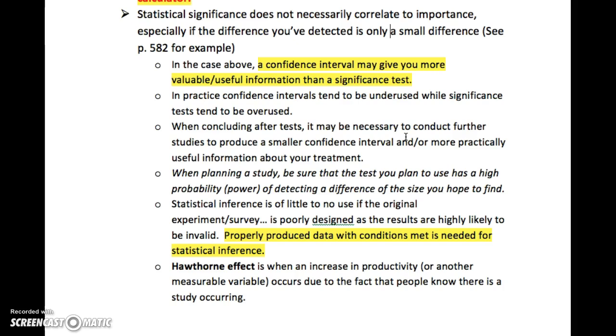There are a lot of different things we have to look at before conducting these tests, like the power of a test. We want to minimize the probability of type 1 and type 2 error. One other last small note is that the Hawthorne effect is when an increase in productivity or some other variable occurs just due to the fact that people know that there's a study occurring. Knowing that somehow changes the data you'd collect, which would obviously be a type of bias.